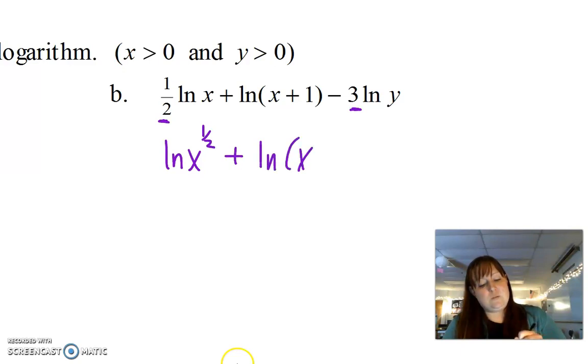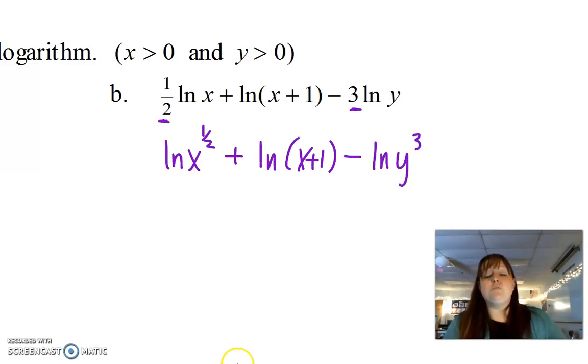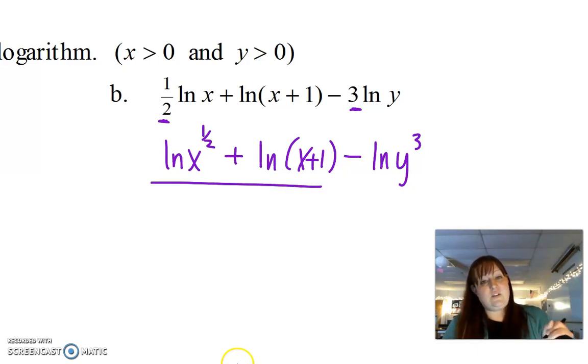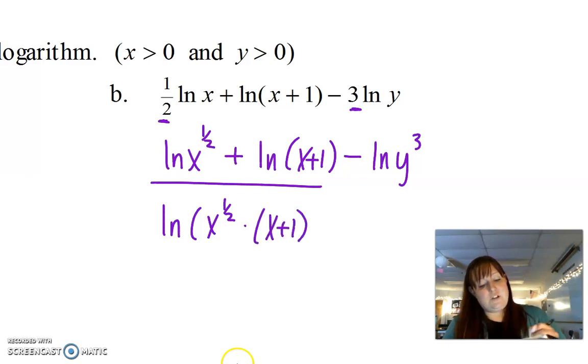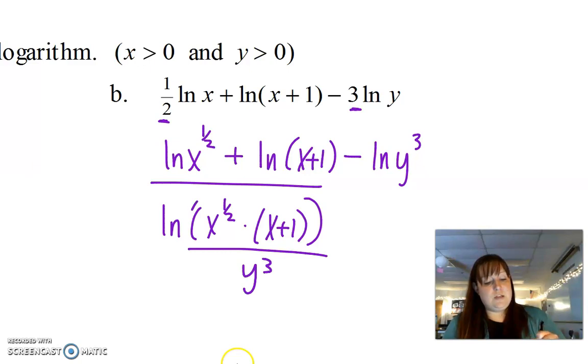I have the natural log of x plus 1 and minus the natural log of y to the 3rd. Now you could have brought up a -3 and it would work either way, but I'm just bringing up the 3. Okay. So then I notice that these are adding together. So I'm going to have the natural log of x to the 1/2 times the input of the other function. Okay, so that's that property of logs. And then since this one is subtracting, then I can just divide by y cubed, and I can just take the natural log of the entire thing. And then we're done.